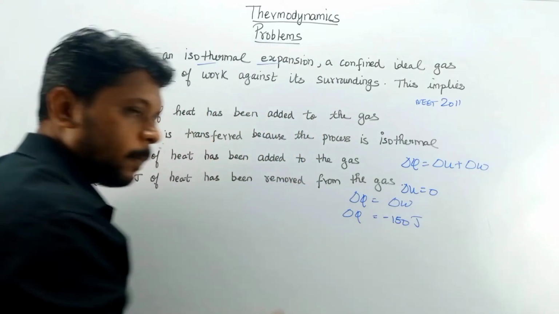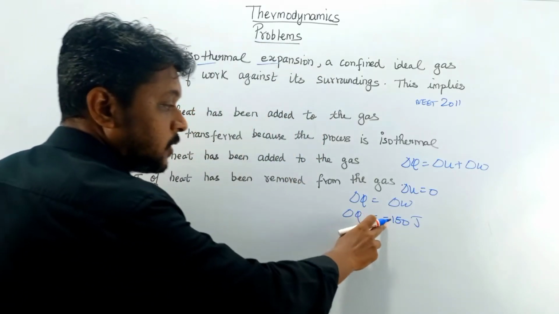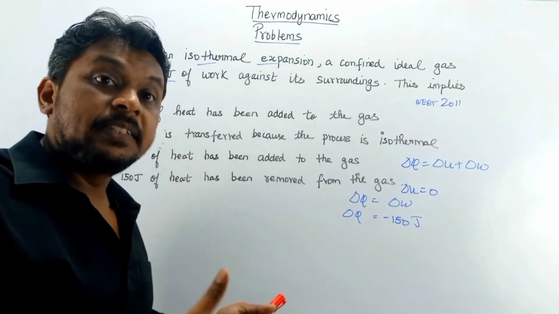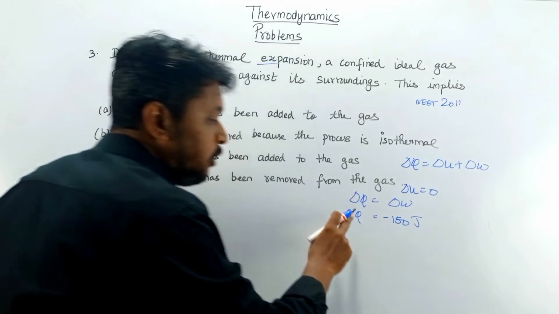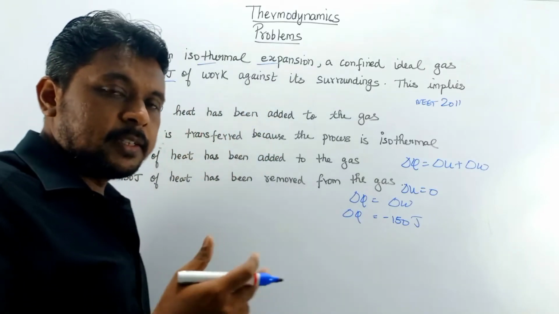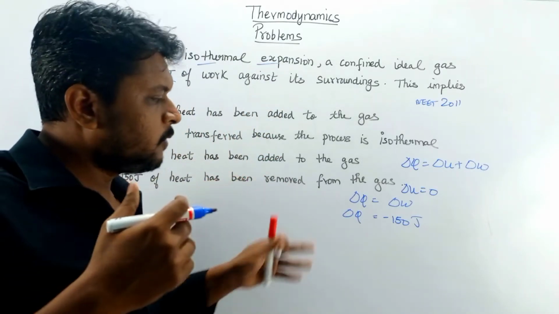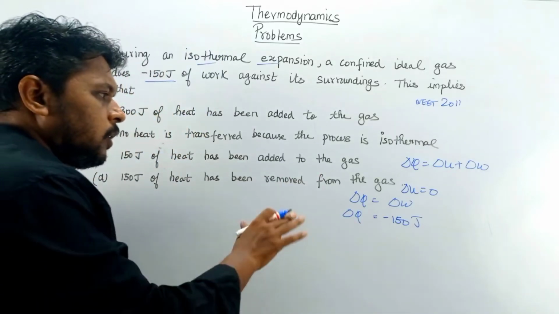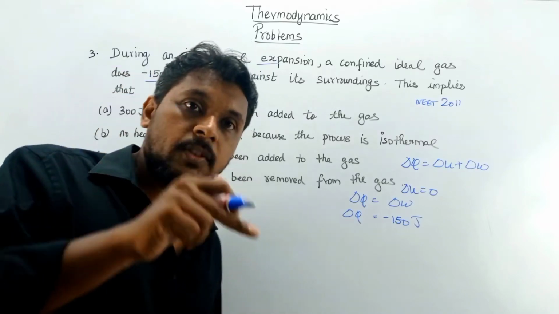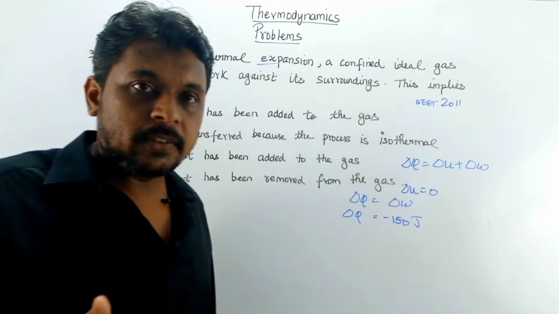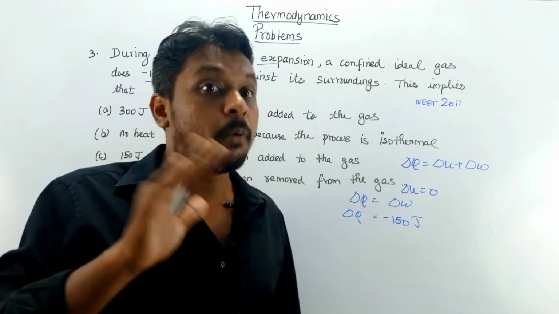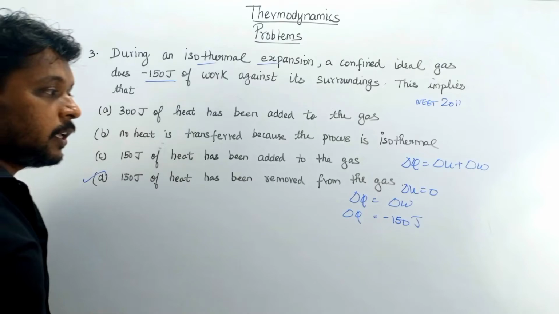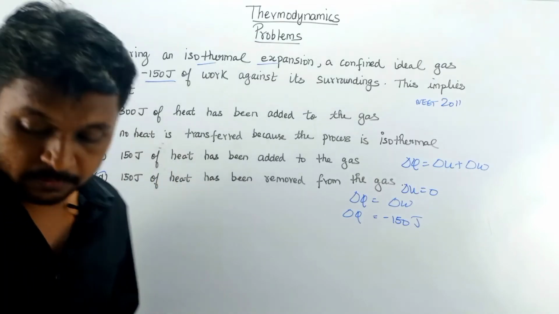So what does this denote? Minus 150 means the heat is either rejected or removed. If the value of heat is minus, it means that heat is rejected or removed. If the value is plus, it means that heat is added or absorbed. In case of work done also, work done on the system, let us take it as negative. Work done by the system, let us take it as positive. Here the value is minus, it means that heat has been removed from the gas. Option D is the right answer.